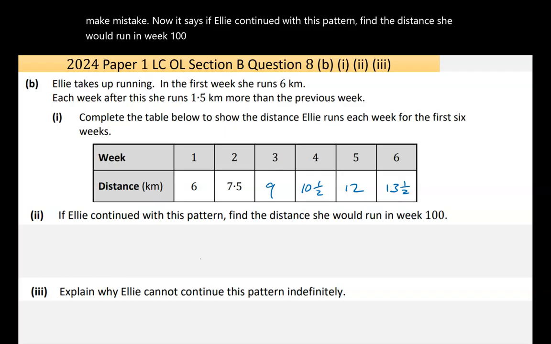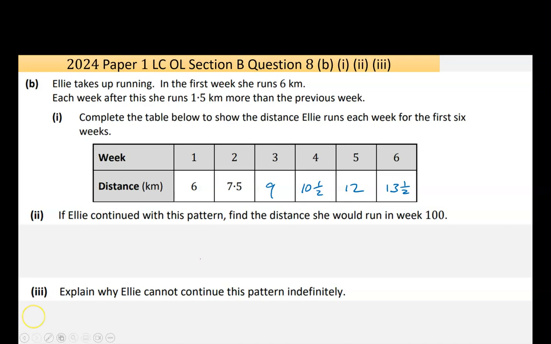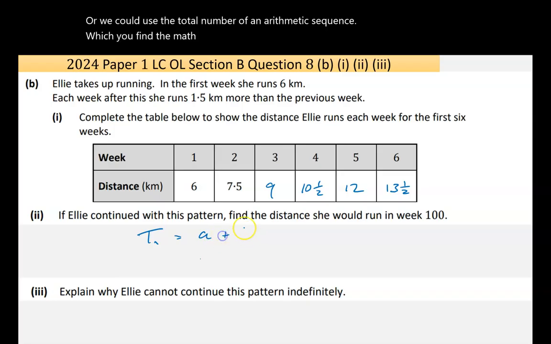So we could just keep going to 100, like in essence, trial and error, but that could be very onerous. Or we could use the formula for the total number of an arithmetic sequence, which you find in the math tables, which is a plus n minus 1 times d. Now, T of n is what we're looking for.